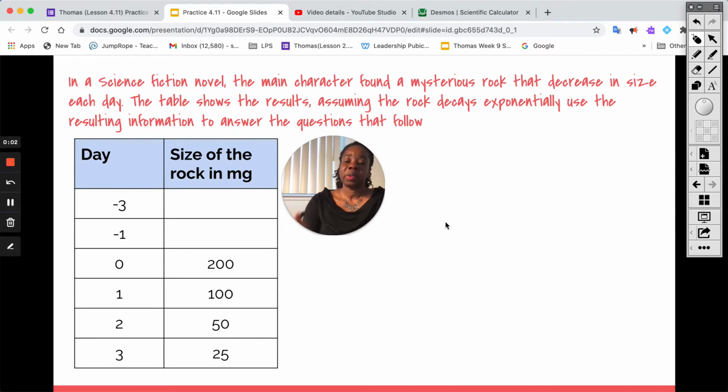All right, so this question says, in a science fiction novel, the main character found a mysterious rock that decreased in size each day. The table shows the results. Assuming the rock decays exponentially, use the resulting information to answer the questions that follow. And the questions that follow wanted us to determine the size of the rock for x is equal to -1 and x is equal to -3.